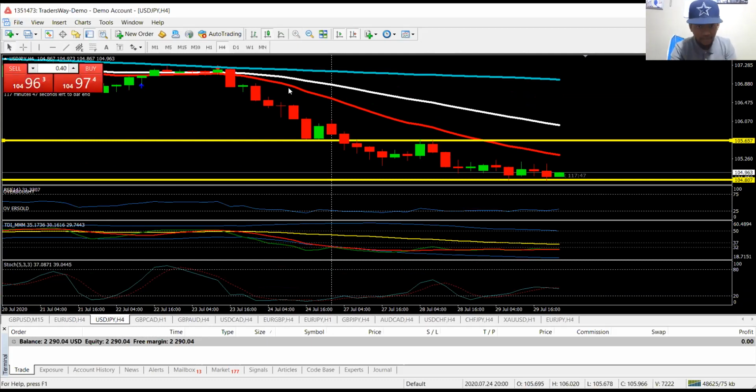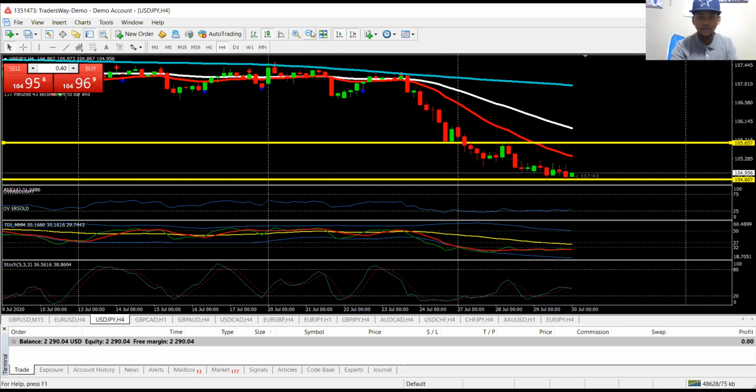My 20 moving average is right here, where my candlesticks are underneath it. So overall, USD JPY right now is in what kind of trend? Downward trend. So if the candlesticks are beneath the 20 moving average, then what are you looking for? A downward trend. If the candlesticks are above the 20 moving average, then what? You're looking for an upward trend.